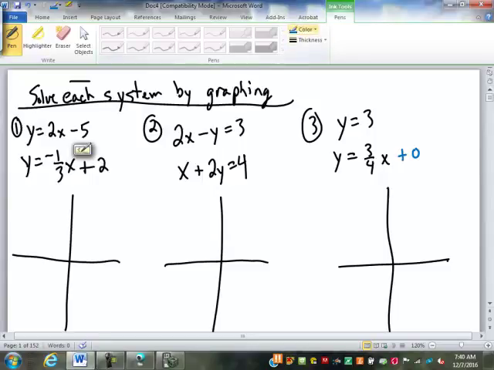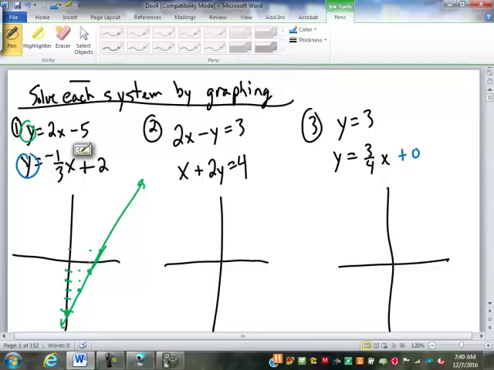Okay, so for the first one here, the top equation, where do we start? -5, okay. From there, where do we go? Okay, up 2 over 1. And I'm going to keep going up 2 over 1 just to make sure I get my line relatively straight.